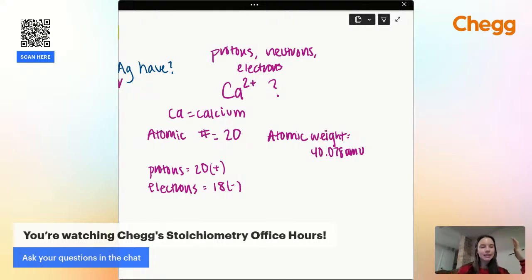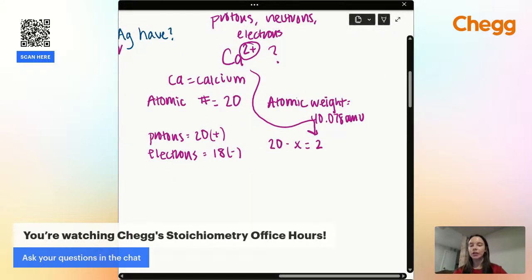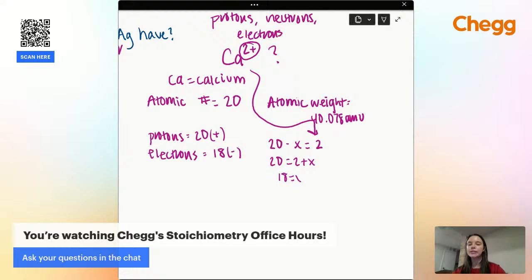If that is kind of confusing to you, you can set it up as an equation. You can go 20 minus x equals 2. So this is how you would think about it mathematically. So 20 minus some number of electrons equals a positive 2 because of that positive charge right here. So we just solve for x. We'd have 20 equals 2 plus x, and then 18 equals x, and that's how we get electrons. Hopefully that makes sense. If it's still a little confusing, it's kind of difficult to comprehend the first time that you see this. So let me know and we can do more practice if that's something that we want to work on.